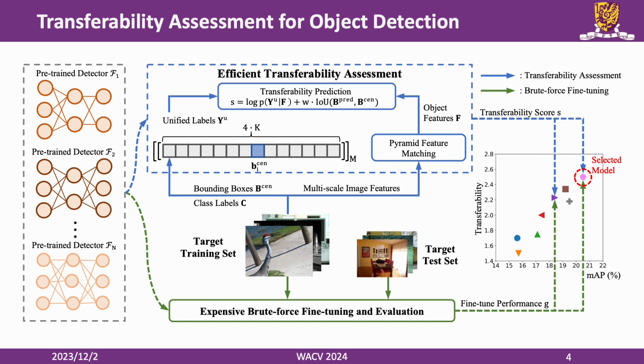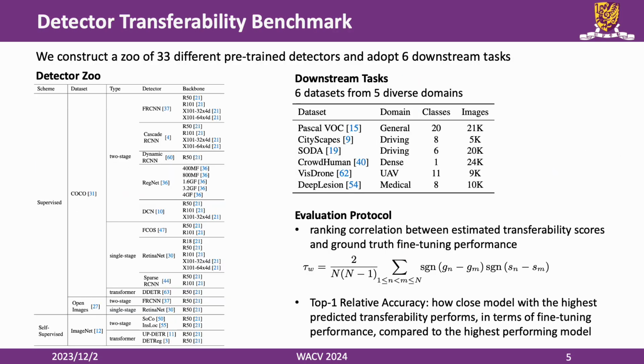Here is the overview of our proposed framework. To do this, we build a detector transferability benchmark. First, we construct a detector zoo composed of 33 different pre-trained detectors. These detectors are trained with different schemes, such as supervised or self-supervised, and with different datasets, such as COCO, Open Images, and ImageNet. Also, the detectors are of different types, such as two-stage based, single-stage based, and transformer based, such as Deformable DETR.